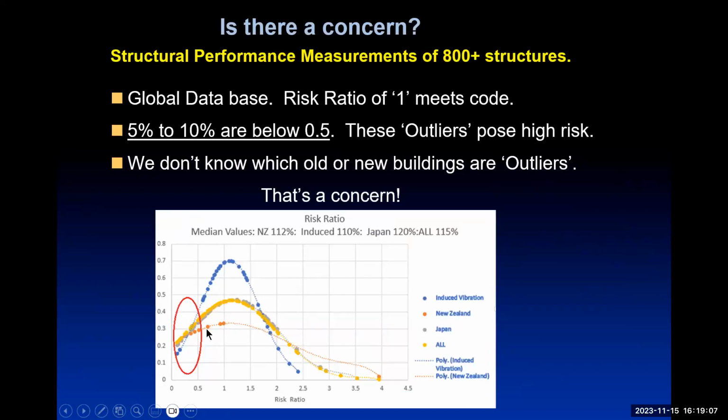If you put those all into one diagram, the value of one here, the risk ratio, says you just met code of practice requirements. Some are much better, but there's a worrying number that are much worse. And that goes back to what we found with looking at the bridge population in the United States.